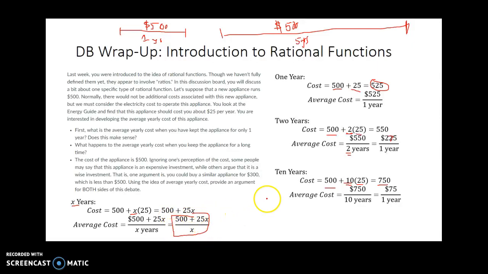Okay, well, let's think about this. If I take $500, if this number of years I keep it for is sufficiently large, then this $500 keeps getting split up evenly across all the years.